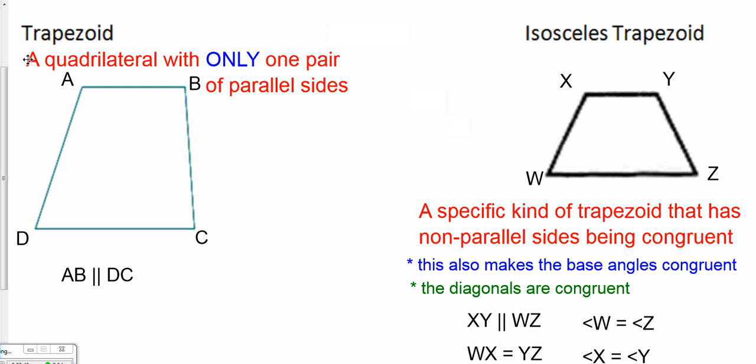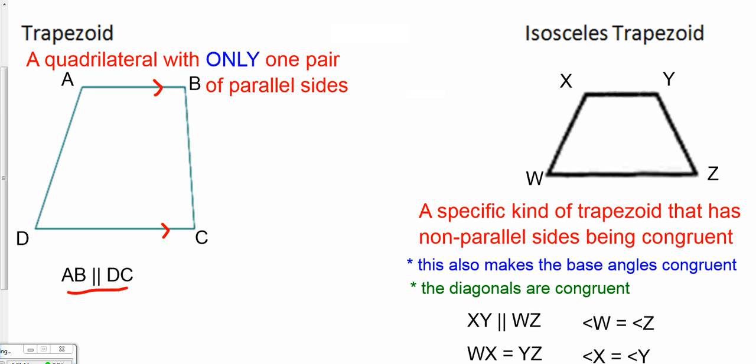So if we look at some of our actual shapes then, a trapezoid. A trapezoid is a quadrilateral with only one pair of parallel sides. So quadrilateral means four-sided figure. One pair of parallel sides means the only thing we know for sure is that this is parallel to this. If they tell you that figure ABCD is a trapezoid, this is all you can figure out. The only information is AB is parallel to DC.